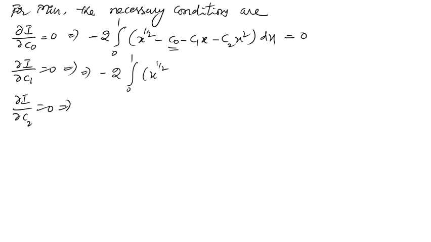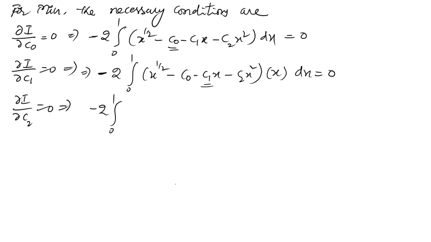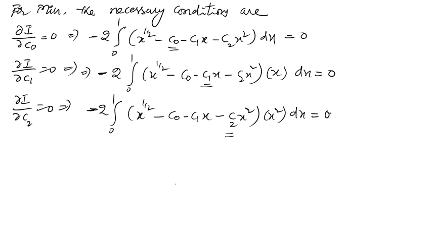This is c0 minus c1x minus c2 x square. And what is c1 derivative? c1 derivative is minus x, so the minus is already included here. So you will get x here equal to 0, right? And the third one is minus 2 into the integral from 0 to 1 of x to the power of 1 by 2 minus c0 minus c1x minus c2 x square. And what is the c2 derivative? Minus x square, the minus already included, x square dx equal to 0.